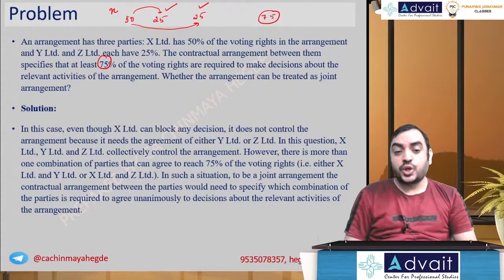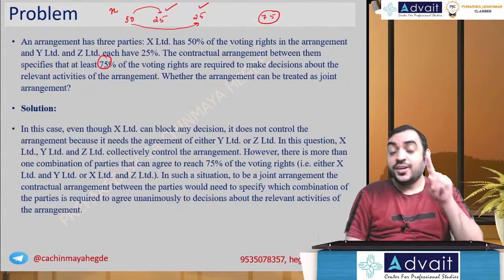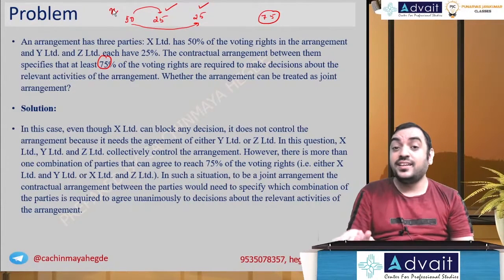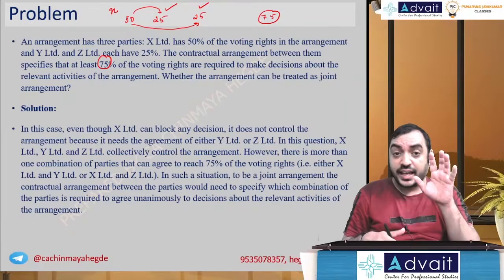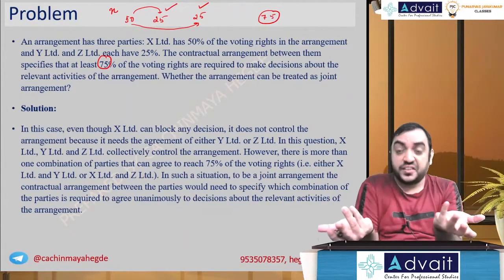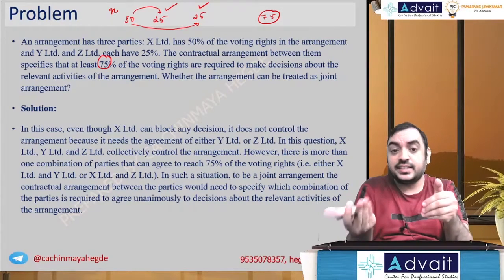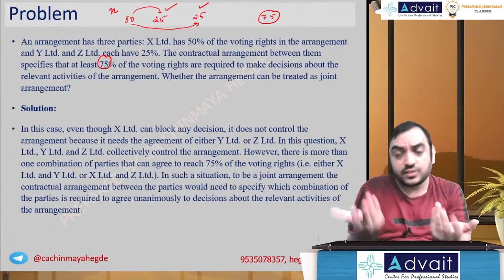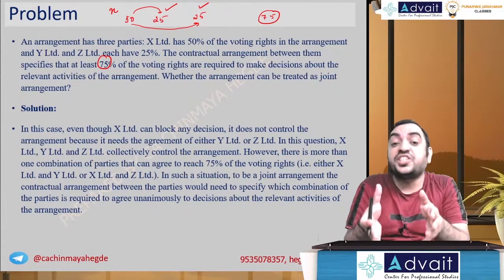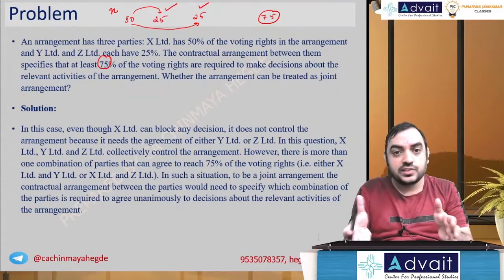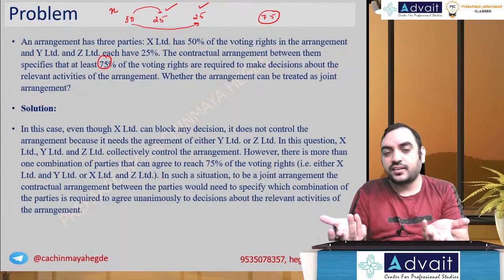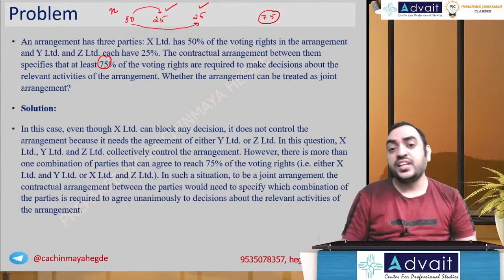Is there implicit joint control? That depends on whether there is any contractual arrangement between the two parties. Because if X and Y, are they obliged to say yes? They can differ. Similarly, X and Z, are they obliged to say yes? No, they can differ, which means if there is no contractual arrangement between themselves, either X and Y or X and Z, Y and Z, then we can say there will not be any joint control.